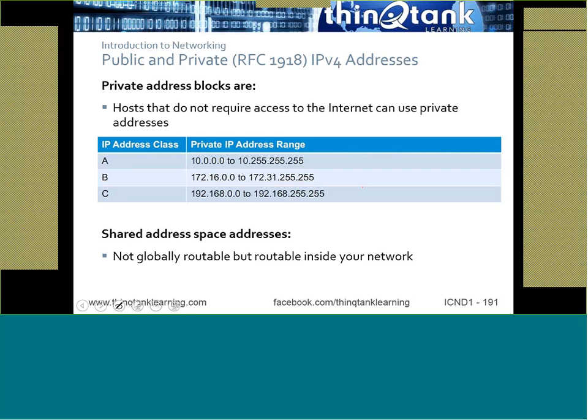You could set up your home router at home to use 209. There's nothing wrong with that. As long as when you do your translations, you're translating to a real IP that is routable.